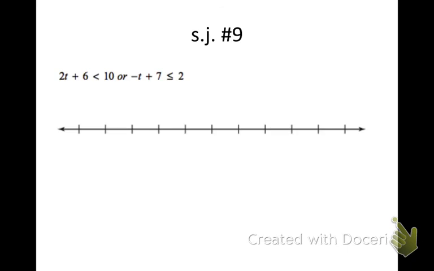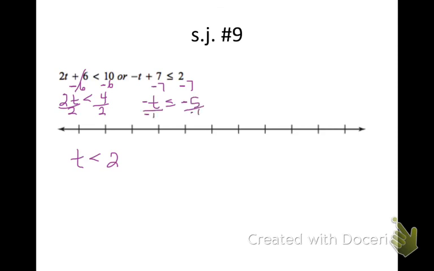So number 9. We can solve this one by subtracting 6 from both sides. So we'll get 2t is less than 4, divide by 2, divide by 2, and we'll get t is less than 2. Okay? Then, or we'll subtract 7 on both sides. So negative t is less than or equal to 2 minus the 7, which is negative 5. Now we'll divide by negative 1, and we'll have to reverse the symbol to be greater than or equal to 5. So we have t is less than 2, or t is greater than or equal to 5.